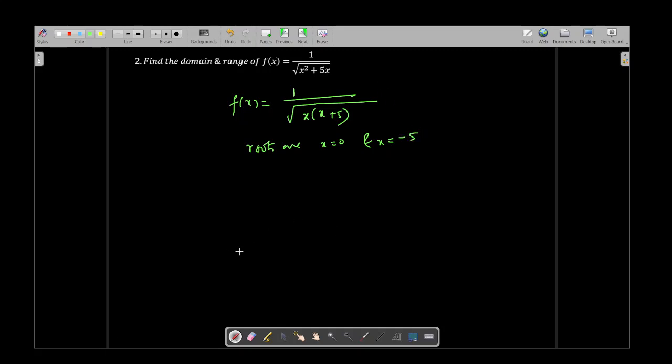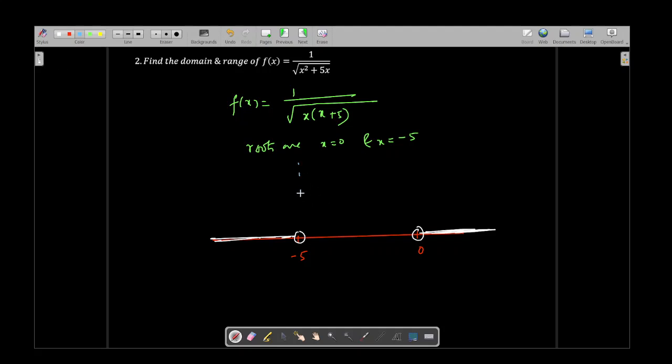The domain is, let us take 0 over here, minus 5 over here. The domain is between, the domain is this area, and we cannot include minus 5, cannot include 0, and after 0. This is my domain. How does the curve look?